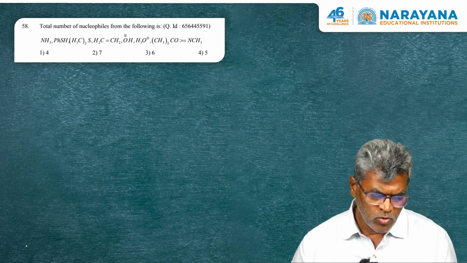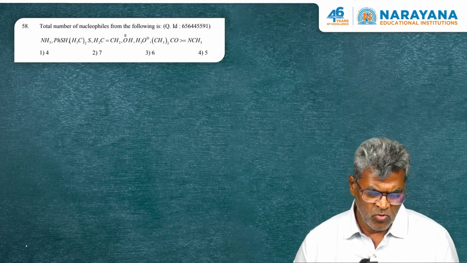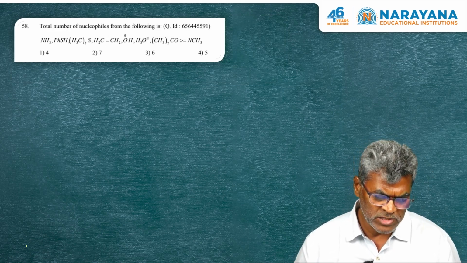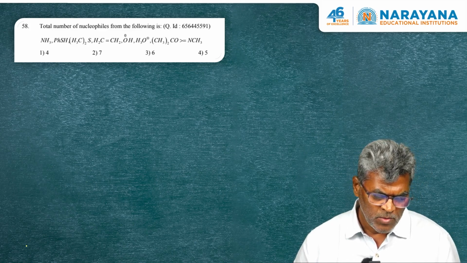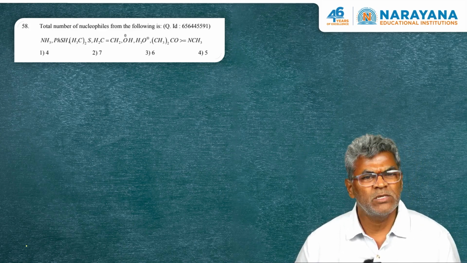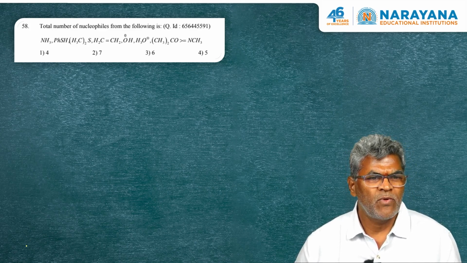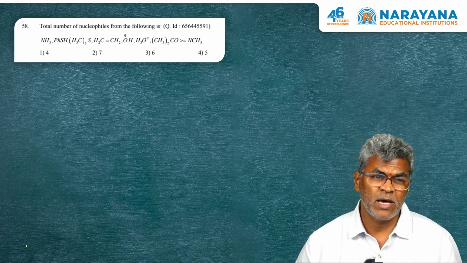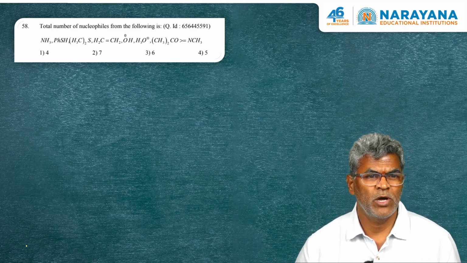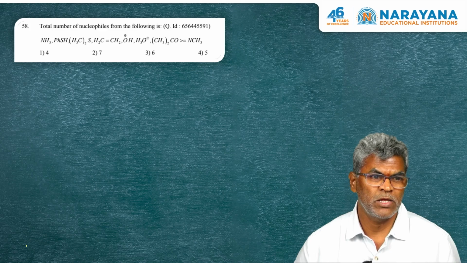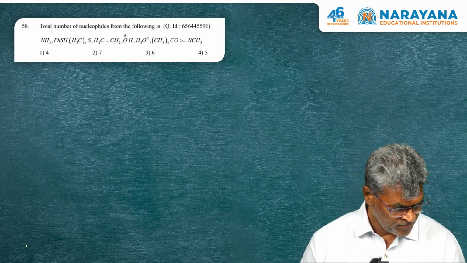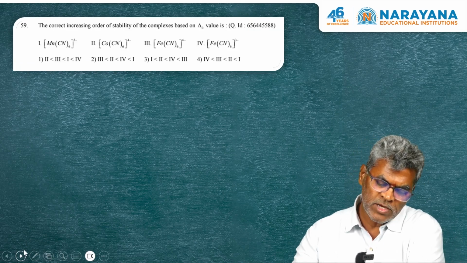Next, there are 5 nucleophiles in the list: ammonia, PH3, and so on, you can count them: NH3, PH3, and dimethyl sulfide. All alkenes are nucleophiles and OH minus is a nucleophile. Those are the nucleophiles.